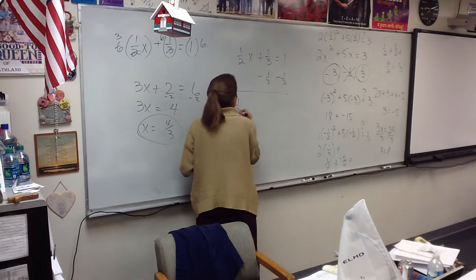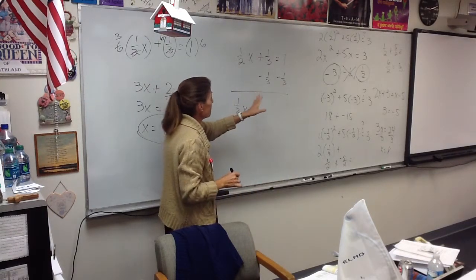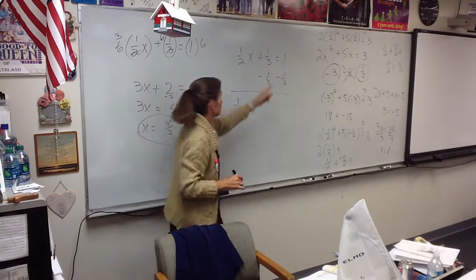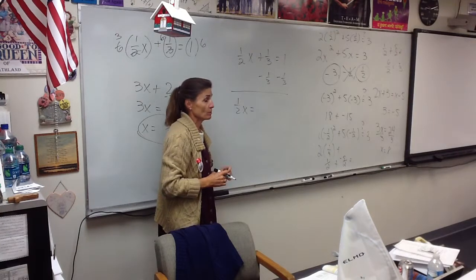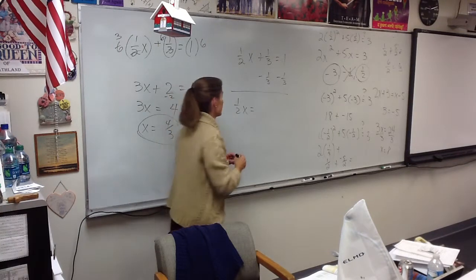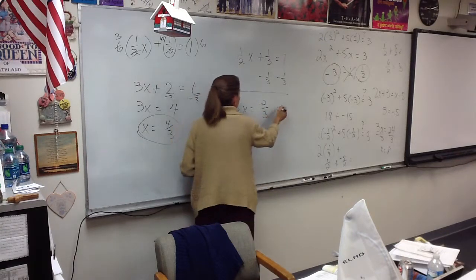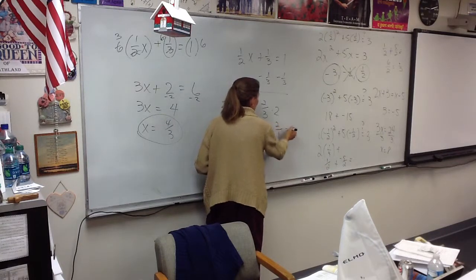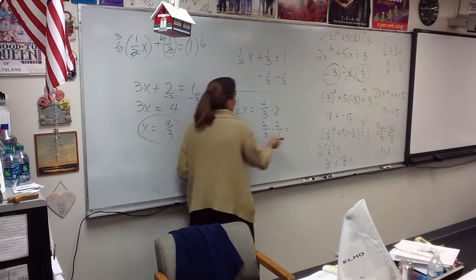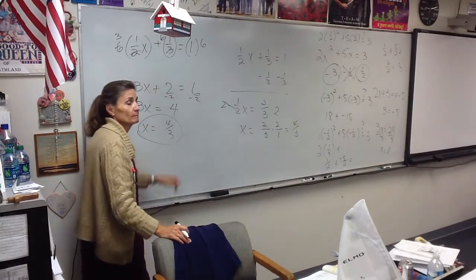Okay, so 1/2 x equals, what is 1 minus 1/3? 1 minus 1/3, what is that? 2/3. Now I'll multiply both sides by 2 to cancel that out. What's 2/3 times 2 over 1? 4/3. Same answer, different strategy.